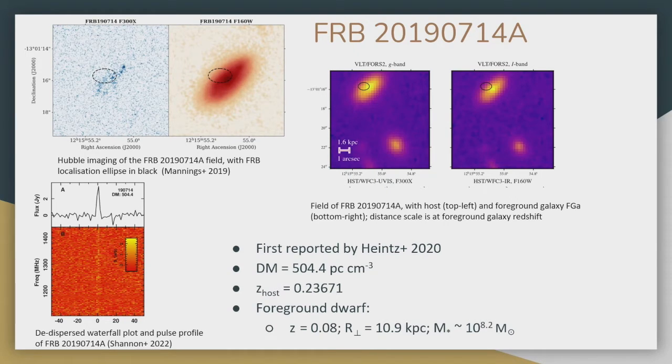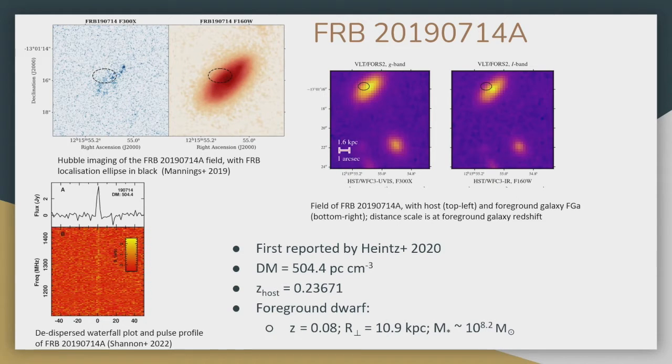we place the slit not just across the host, but also across this nearest neighbor in the sky, just on the off chance that it was in the foreground, and it turns out that it was. It's a much closer redshift of 0.08, which gives it an impact parameter of around 11 kiloparsecs to the FRB, which I believe to be the smallest confirmed impact parameter on record. I might be wrong about that.